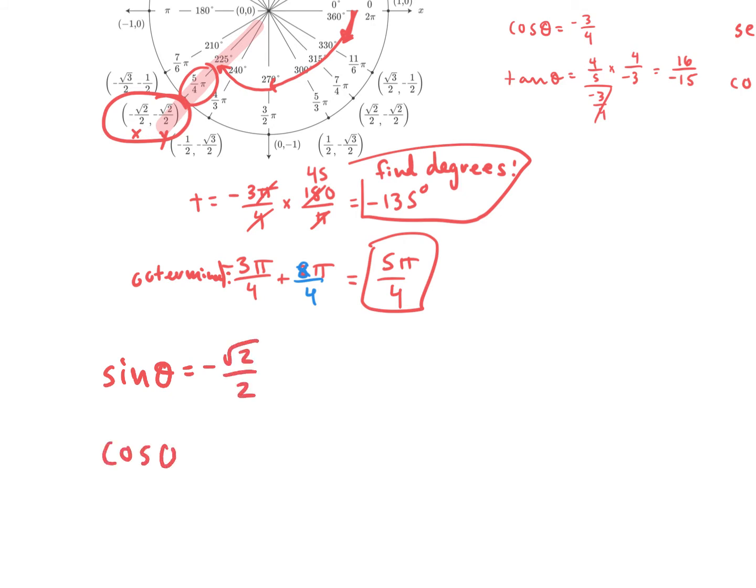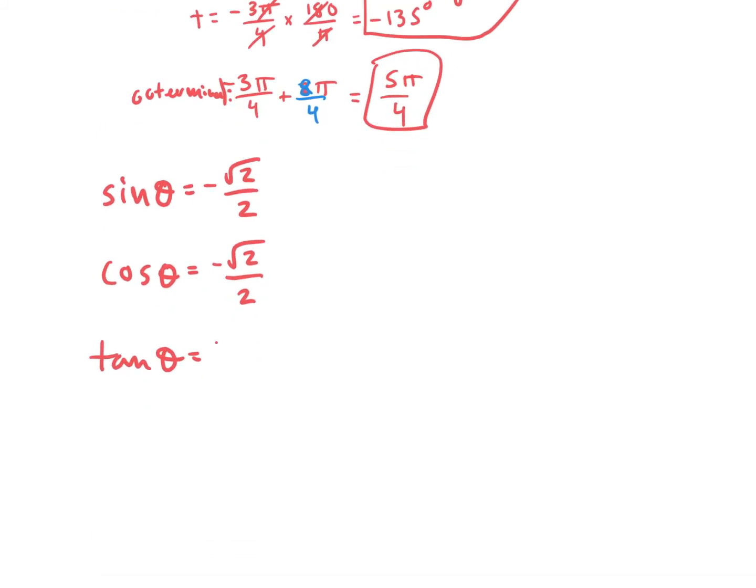Cosine of theta is what? Negative square root 2 over 2. Same thing, it's the x, so negative square root 2 over 2. Tangent of theta is what? Negative square root 2 over 2 over negative square root 2 over 2. So keep the top, change to multiplication, flip the bottom. So I would get 1.